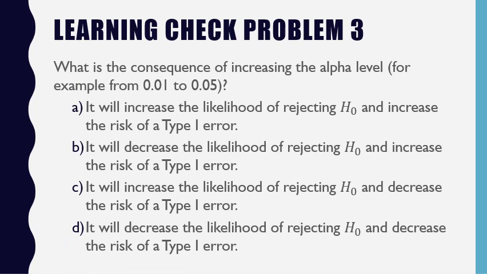Learning check problem 3. What's the consequence of increasing the alpha level, for example, from 0.01 to 0.05? It will increase the likelihood of rejecting the null because your boundaries in the tails will be increased, and it will also increase the type 1 error.